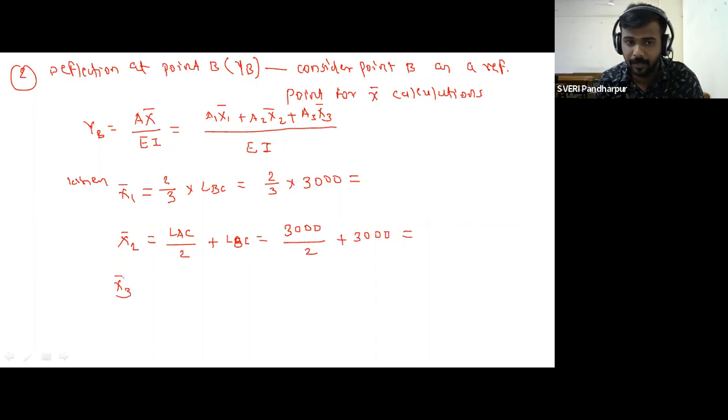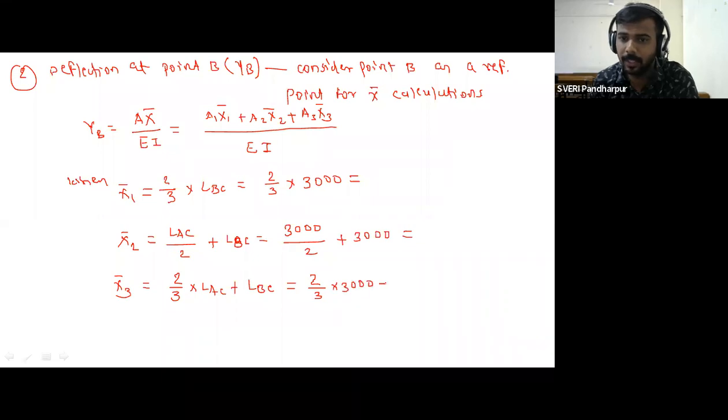Similarly, x bar 3 is equal to again 2 by 3 into L of AC plus L of BC, which is equal to 2 by 3 into 3000 plus 3000. Understand why 3000 is added for sections 2 and 3, because B is your reference point. So to find x bar, the remaining two distances have to be added as they are.